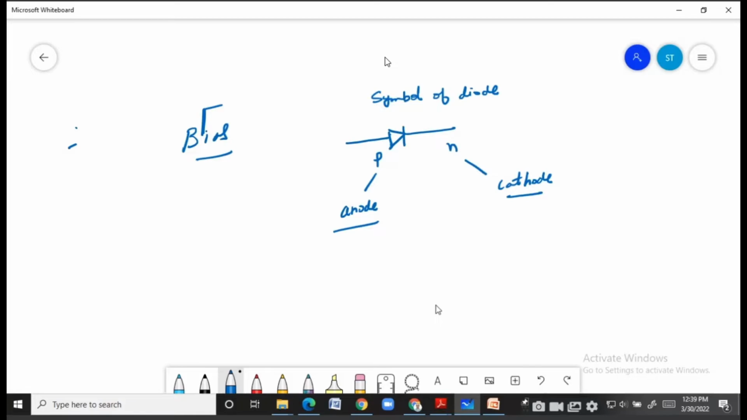I am redrawing this diode here. You're not applying any external bias, so it's written there, no bias. No bias means externally I am not applying any potential, so it's called a no bias condition. What is the meaning of bias?